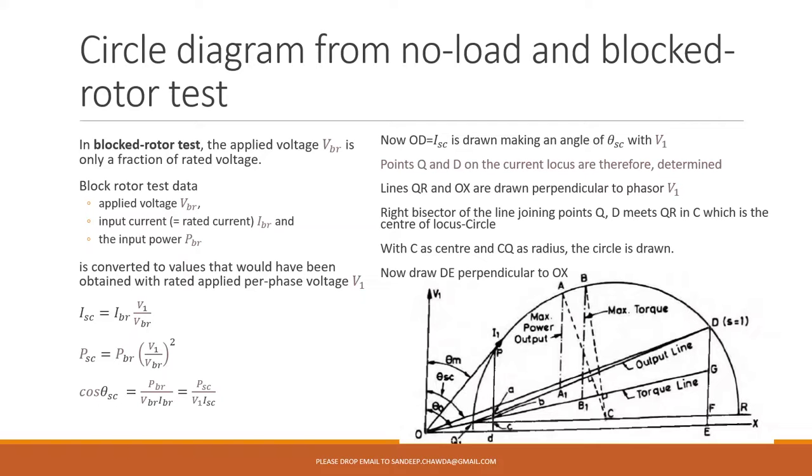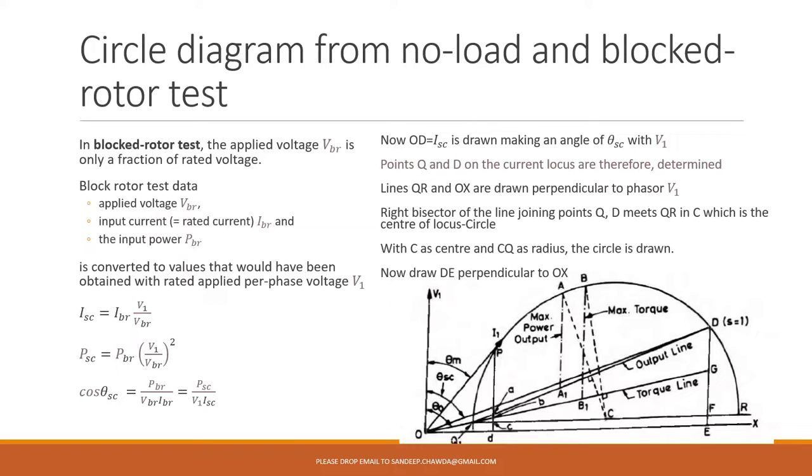Now from the block rotor test, you are going to get certain data. This test is conducted by applying a fraction of voltage so that rated current flows in the motor. So you have the block rotor voltage, a fraction of rated voltage, the input current, which here is the rated current, your block rotor current, and the input power. Since the test is conducted at a fraction of voltage, to represent the operating parameters of the induction motor on the circuit diagram, you must convert everything to per phase values at voltage V1.